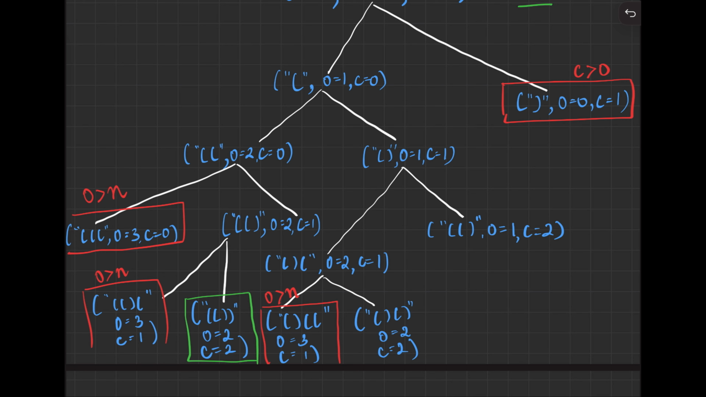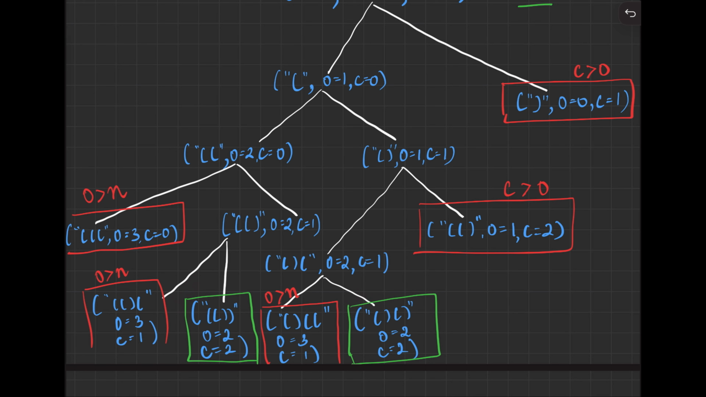Whereas on the right, we add a closing brace, making close 2 and open 2, making this a valid state. Similarly, for this subtree, if we go to the right, we have added C to 2. This is also an interesting case to notice because this becomes an invalid state, because C here is greater than O. We got our two answers in the leaves.